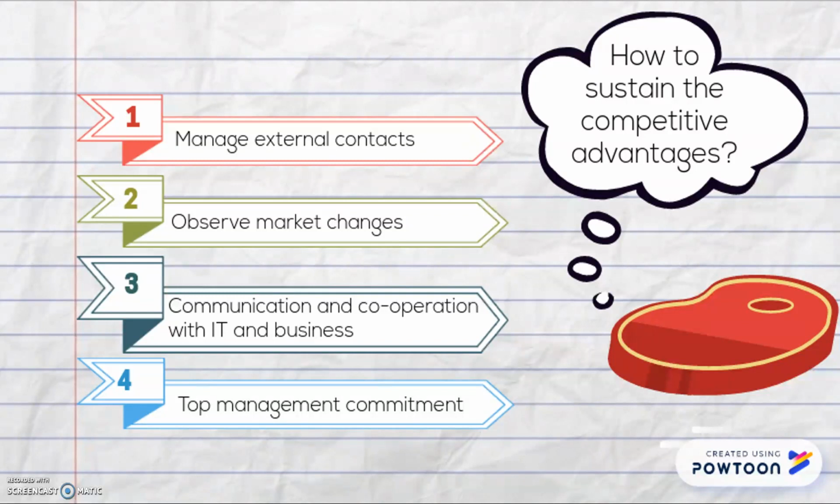Secondly, observe the market changes and their competitors' acts. Thirdly, make sure the communication and cooperation between IT and business departments is working. And finally, make sure that the top management is completely committed to carry out the changes.